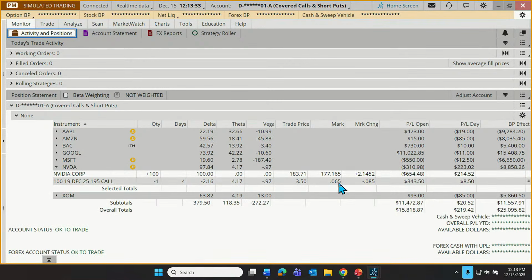It's only about 7 cents of value remaining in that. 4 days left till expiration. We could just let it expire. It's very likely, high probability this just expires. But let's see what's going on with Nvidia.